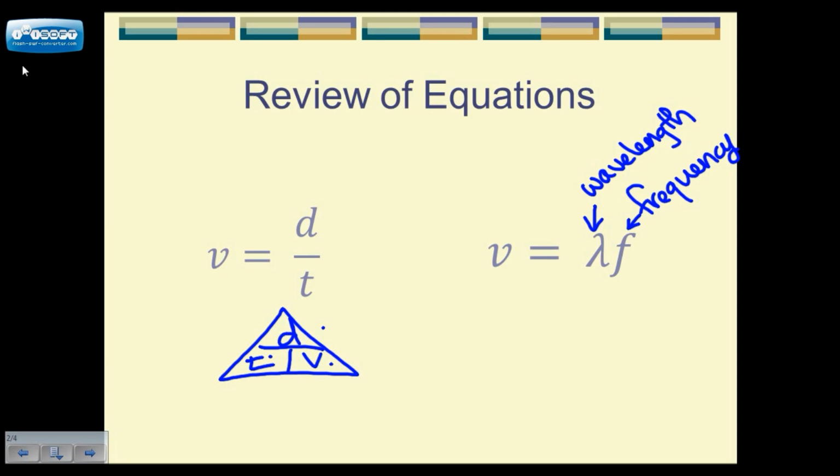Now we did have another version of this equation, which was v equals lambda over capital T, and that's because of the inverse relationship between frequency and period. So here T is your period. That's the length of time for one oscillation. So this equation is really just d = vt. v equals a type of d over a type of t.